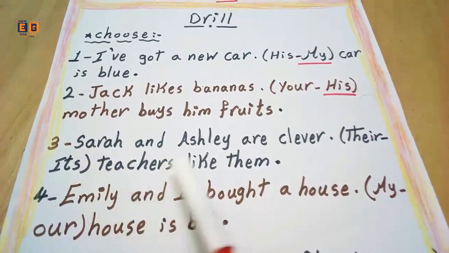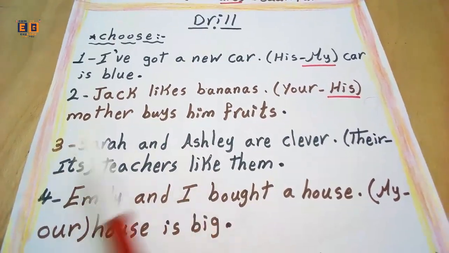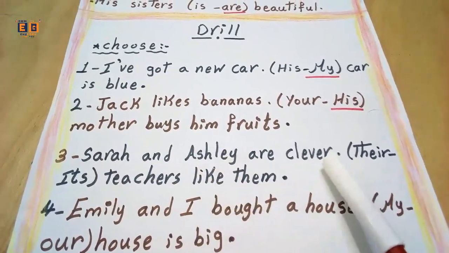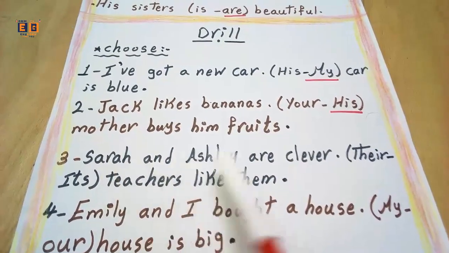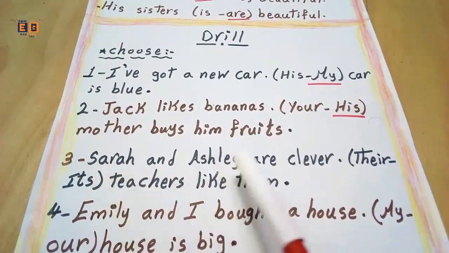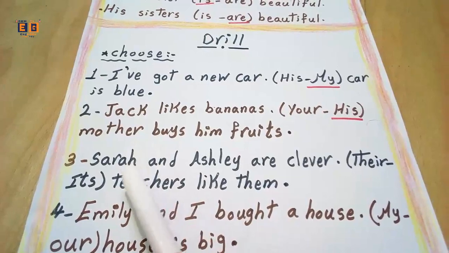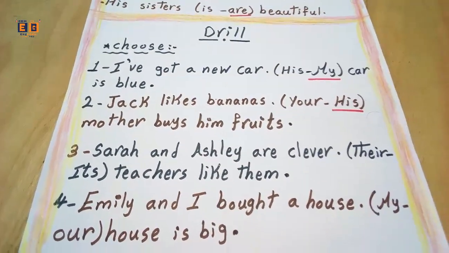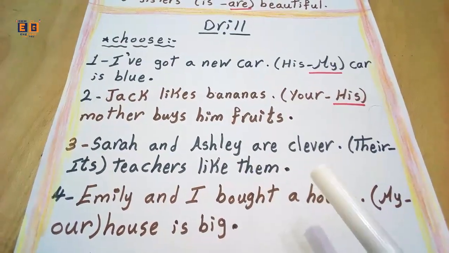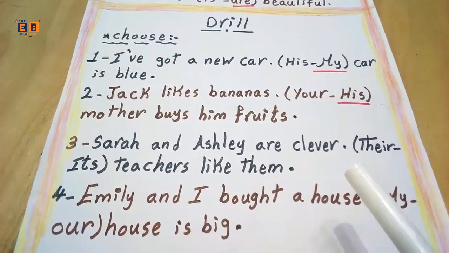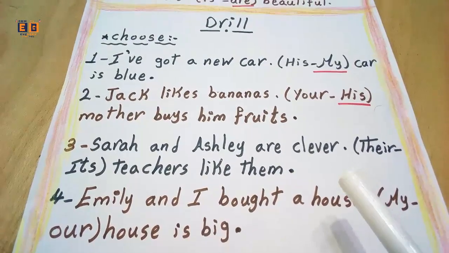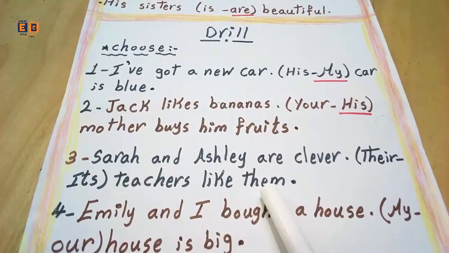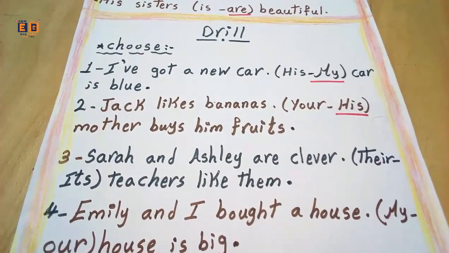So we can remove Sarah and Ashley as one unit and put they. They are clever, or Sarah and Ashley are clever. So when we talk about a plural noun like that, Sarah and Ashley, Jack and Peter and so on, it will be equal to the pronoun they. And the possessive adjective which shows the ownership for the subject pronoun they is their. So their teachers like them is the correct one.